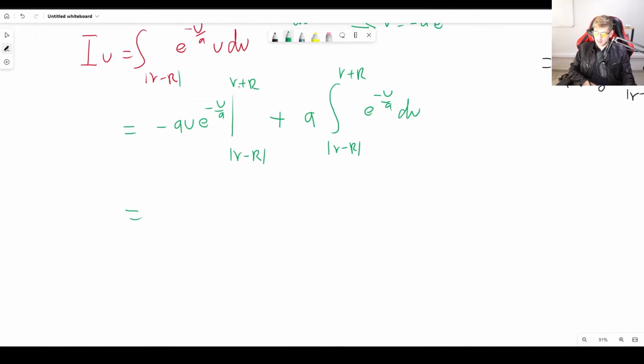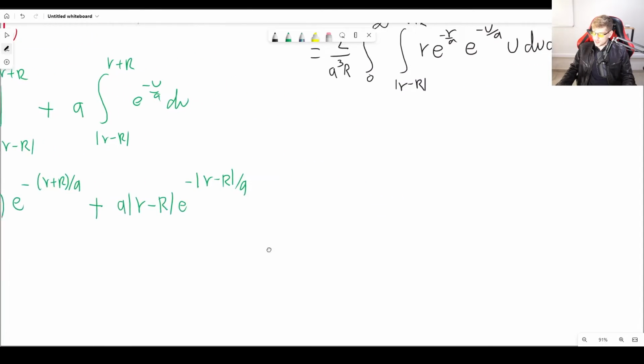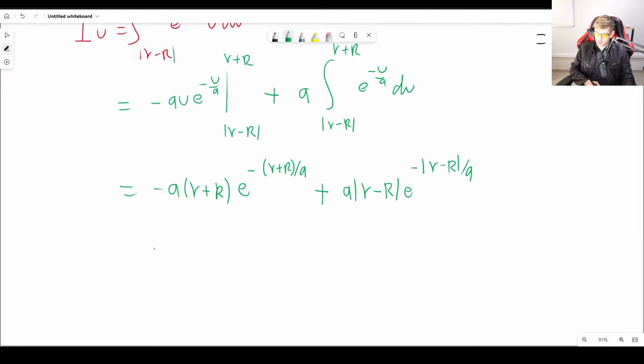So let's plug in the respective values. Minus a, the upper limit here, will be r plus big R, e to the minus (r plus R) over a, and then minus the other one. So we get minus minus, so we get a positive. That would be a times the absolute value of r minus R, e to the minus the absolute value of r minus R over a. And then this integral right here. Do I still have room to my right? Not too much. So let me continue down here.